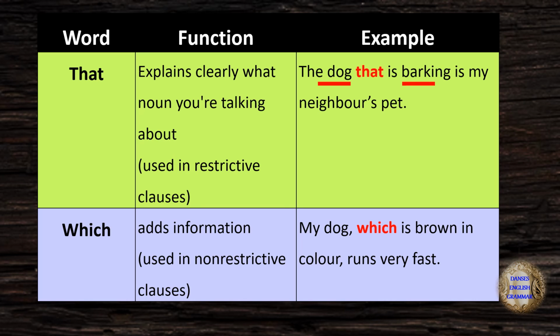Now, the word which is used to add information. Example: my dog, which is brown in color, runs very fast. So what is the extra information given here? They've already mentioned my dog. The extra information here is the color of the dog. So when you add information, you use which. When you need to explain about the noun clearly, you use that.